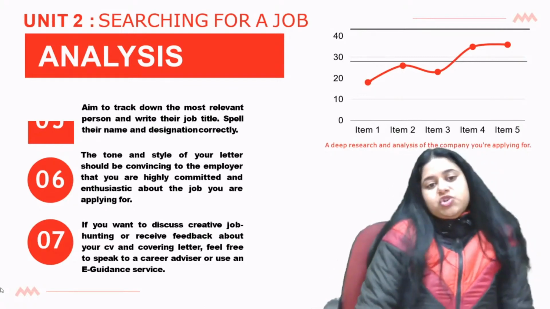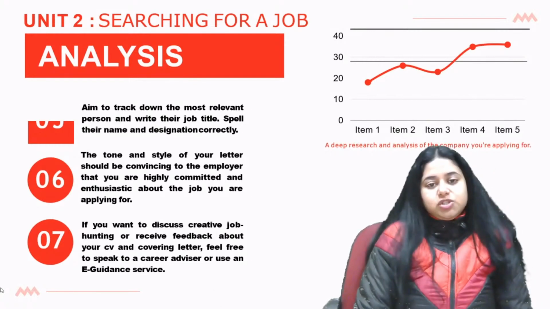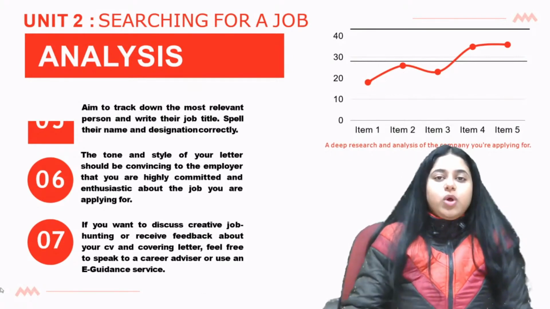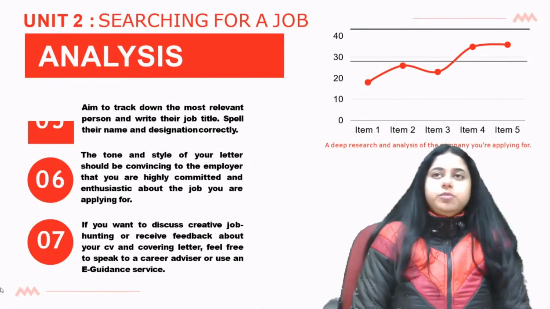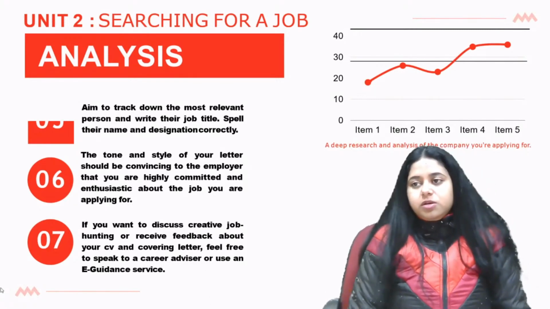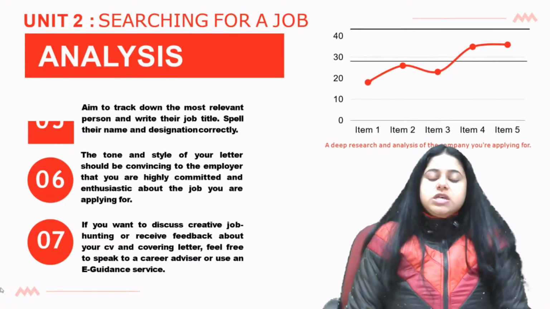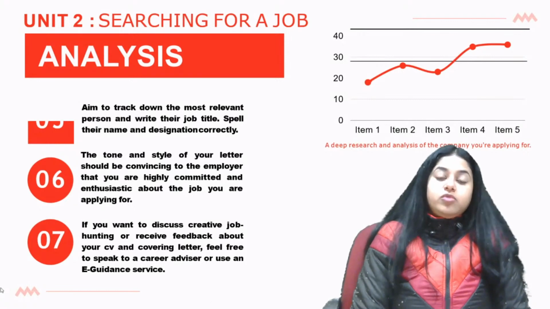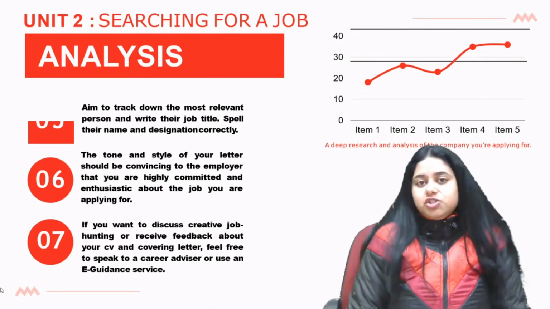Now, aim to track down the most relevant person and write their job title. Spell their name and designation correctly. Important. So when we talked about how you can probably call them, a lot of people do not appreciate calling. Imagine if all the people who are applying for the job start calling the employers personally, they would be pretty harrowed about it, right? So what you need to do is find out the name of the most relevant person and write their job title. Always remember to spell their name and designation correctly.